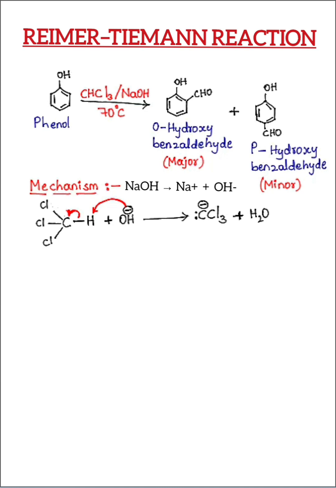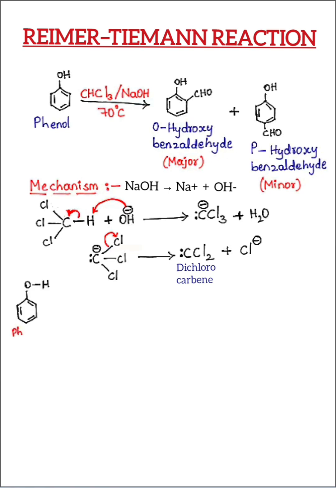Now I will remove one more chloride ion in order to satisfy this negative charge. So I will remove this one chloride ion. If I shift this bond, it will get chlorine minus. So chloride is coming out and CCl2, that is dichlorocarbene, is forming as an intermediate here.